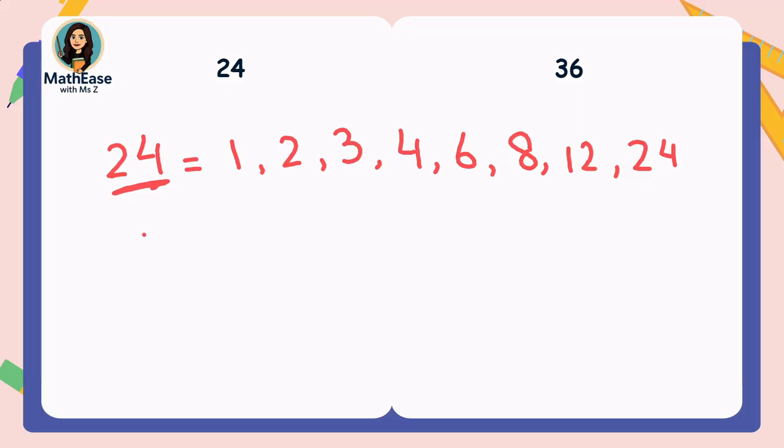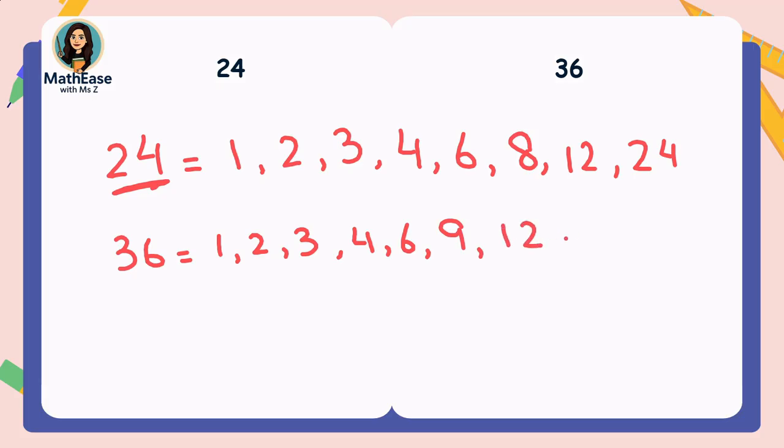Now, let's write down all the factors of the number 36. The factors of 36 are 1, 2, 3, 4, 6, 9, 12, 18, and 36. Okay, so now take a careful look at both the lists and find the numbers that are the same. These are called the common factors.